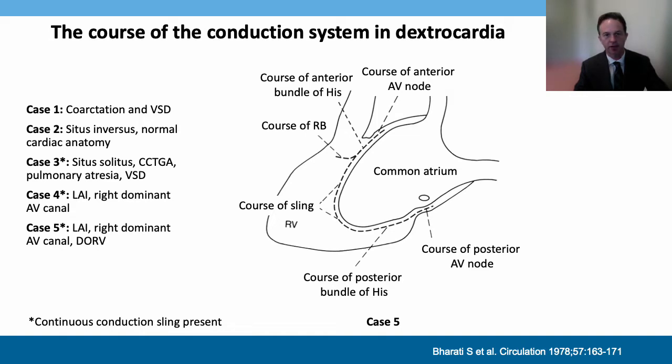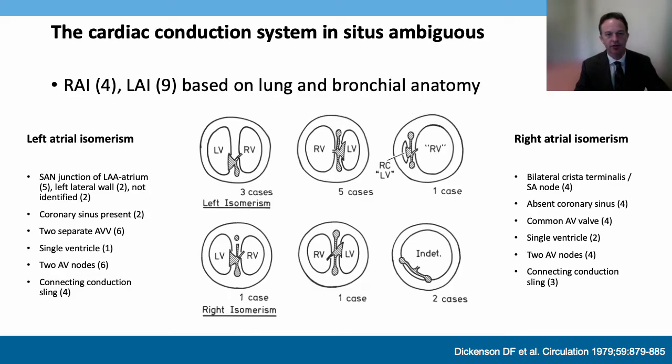In particular, we find that the bundle branches have a unique course. The right bundle branch typically arises from the anterior bundle, and the left bundle branch typically arises from the posterior bundle, or sometimes from both the posterior and anterior bundle, which is important when we're talking about EP studies for these patients.